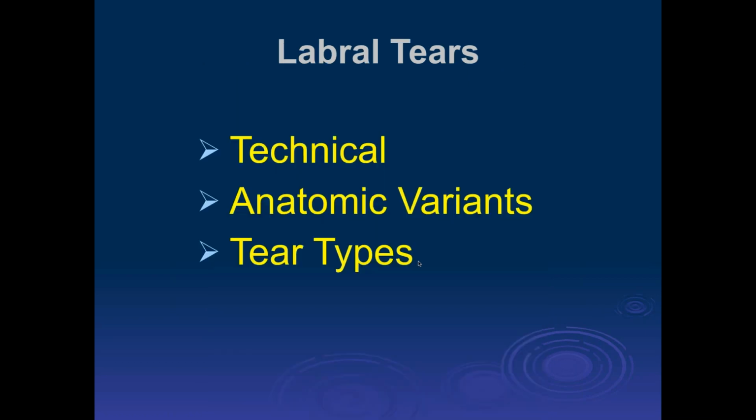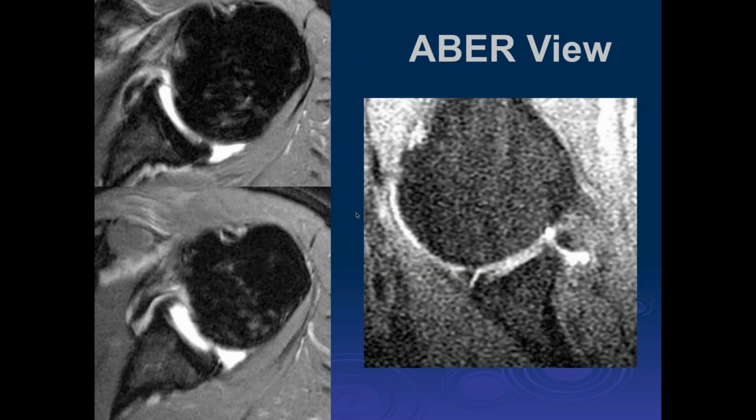Okay, so labral tears, we'll talk about some technical aspects, some anatomic variants, and different tear types. So we've already talked a little bit about the ABRA view. Again, this was initially conceived by Philip Tirman as a way to put the shoulder above the head and in internal rotation and put traction on the anterior labrum to try to increase visibility of the anterior labral tear. And here's a case where we really didn't see a tear on the regular views, put them in the ABRA position, and we can see the tear there. That kind of opens it up.